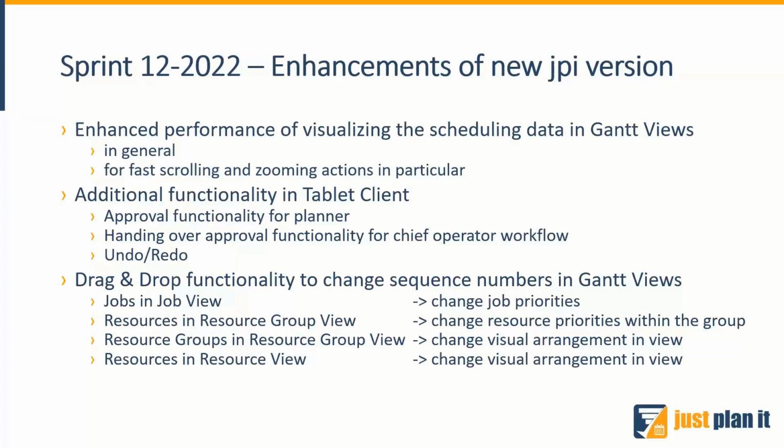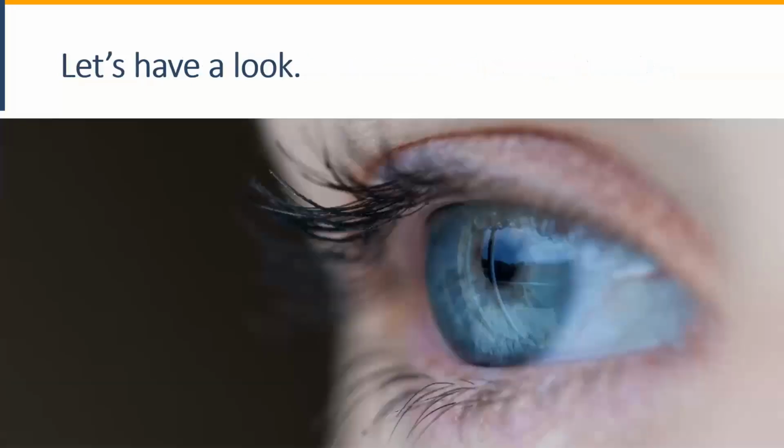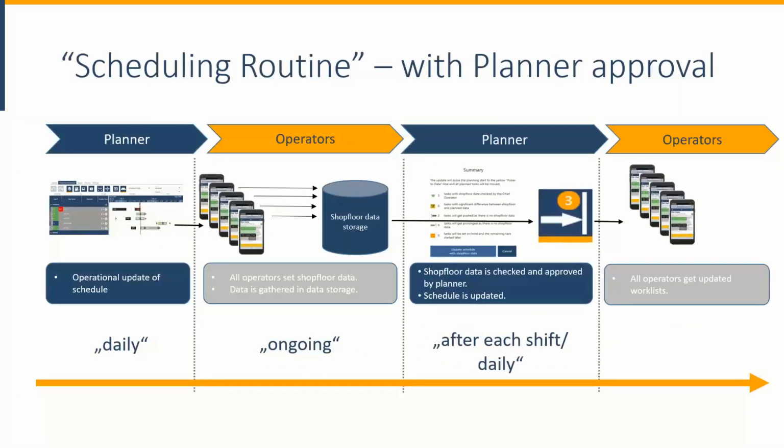But to give you a little refresher about this scheduling routine, I would like to quickly guide you through the most preferred options of how you can structure this scheduling cycle. See here, the first option is that in the beginning, the planner is updating the schedule in the main client. Updating means adding new jobs, and maybe adjusting the availability of resources. Coming up is Christmas, so putting in Christmas holidays and so on.